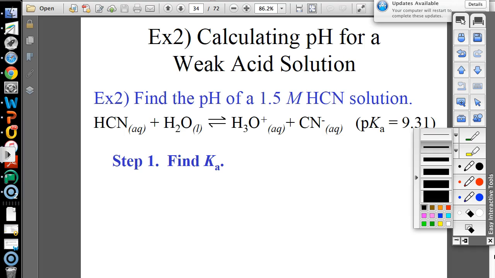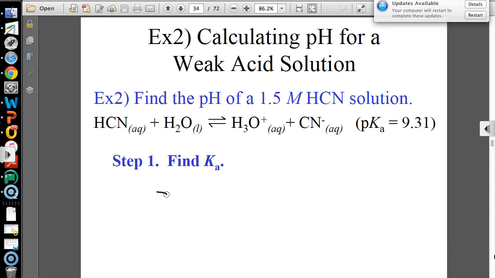With pKa, I can't do anything. I need the Ka, I need that equilibrium expression, I need that constant so I can set my fraction up with my little brackets and call it a day. So P means negative log. So the negative log of Ka, see how I'm talking myself through it? That's what P stands for, is 9.31.